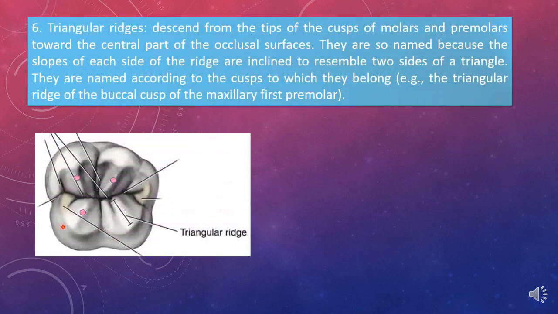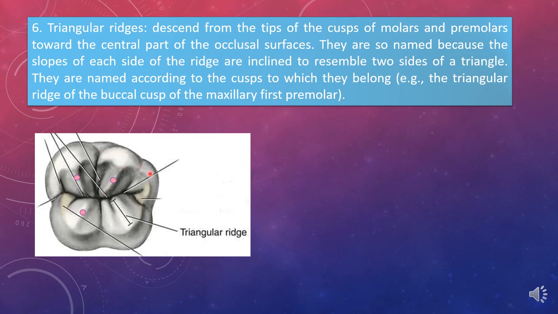Triangular ridge. The triangular ridge descends from the tip of the cusp of the molar and premolar toward the central part of the occlusal surface. The triangular ridge will be present on the occlusal surface of the molars and premolars, descending from the tip of the cusp of the molar and premolar toward the central part of the occlusal surface.